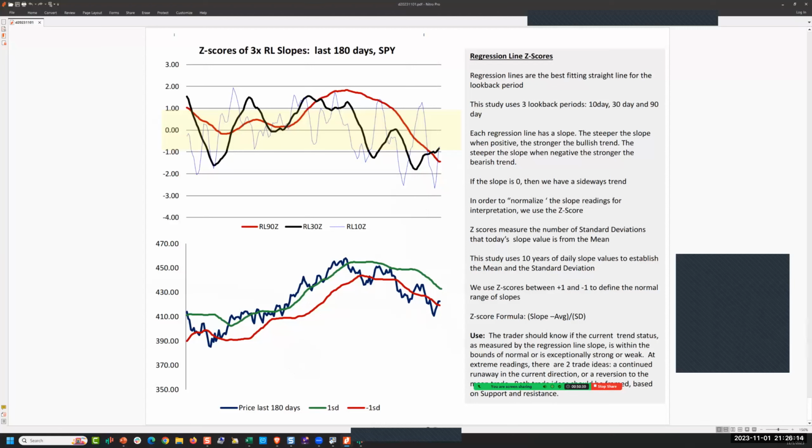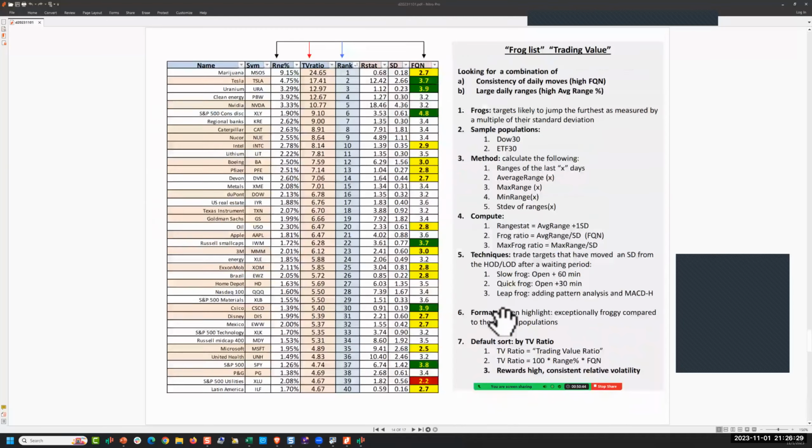All right, that's everything we got for today. So let's be ready for these guys tomorrow. Yeah, trading ratio, marijuana, Tesla, uranium, clean energy, NVIDIA. Intel's in the top 10. Looking pretty good. All right, guys, we'll get them tomorrow.